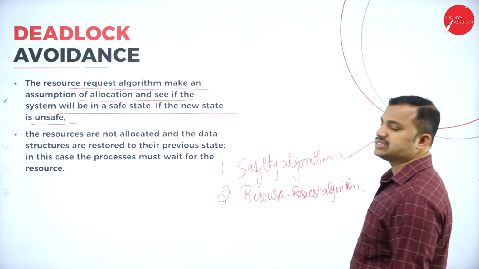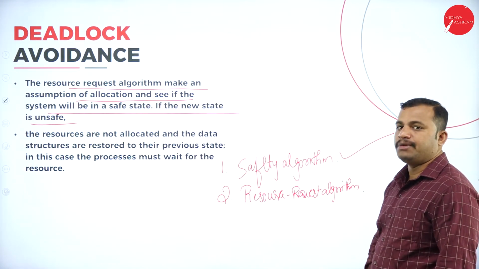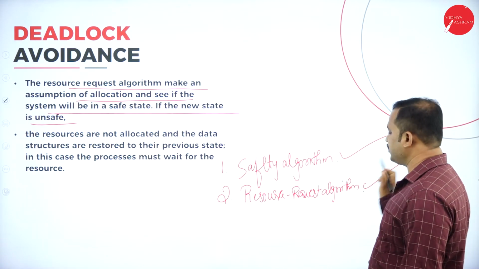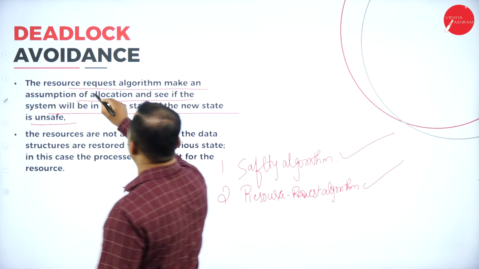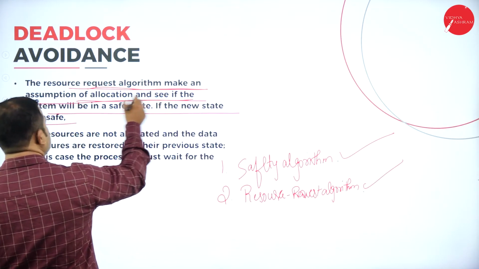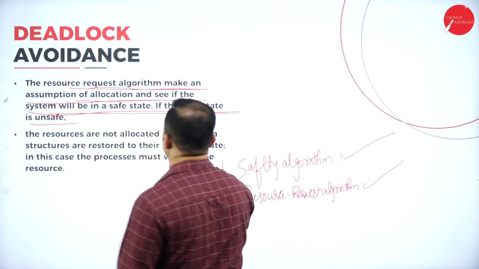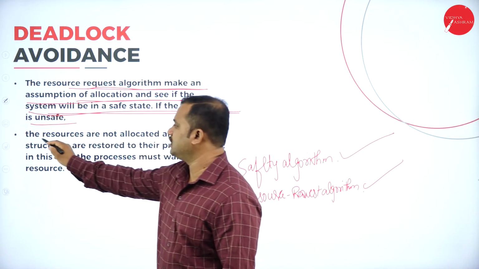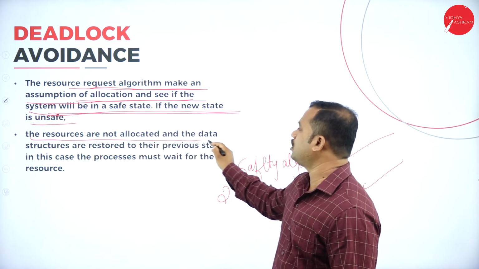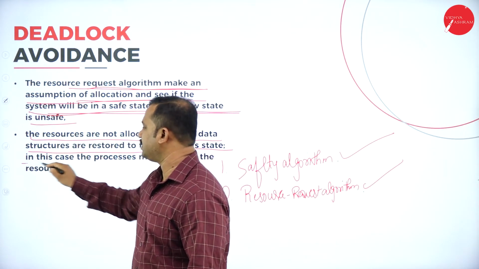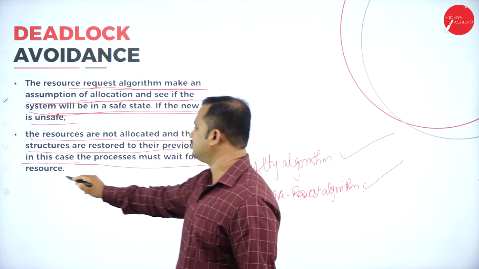This checks whether the system is in a safe state or not by considering the safe sequence of a system. This resource request algorithm makes use of the request algorithm that makes an assumption of allocation and sees if the system will remain in a safe state. If the new state is unsafe, then it will not grant the allocation of the resources. That means the resources are not allocated and the data structures are restored to their previous state. In this case, the process must wait for the resource.